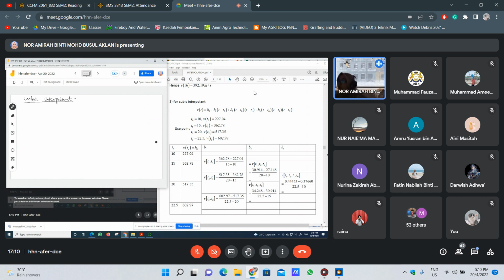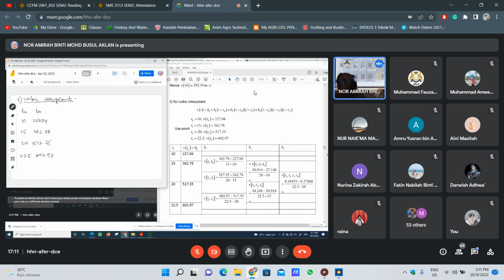Okay. For cubic interpolant, this is number 3. So you have the T_n which is 10, 15, 20 and 22.5. Okay, so you have the B naught, given as 2 to 7.04, 362.78, 517.35 and 602.97. Okay, so what you need to find, kita dah ada sampai 4 points.